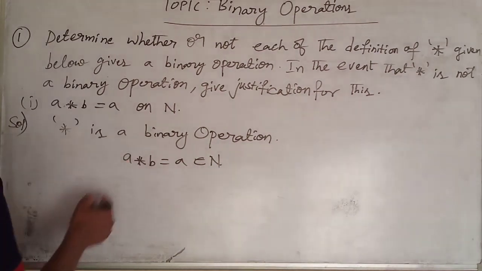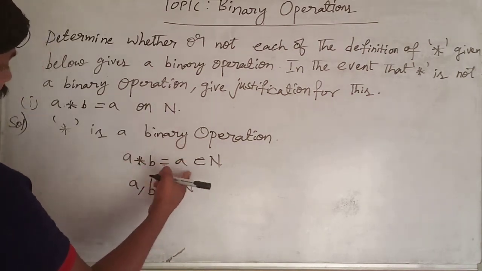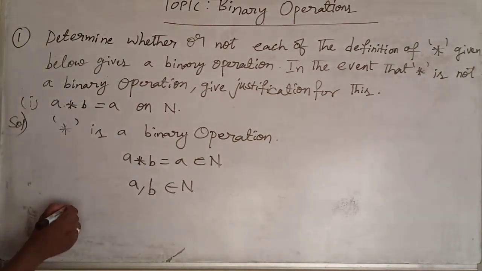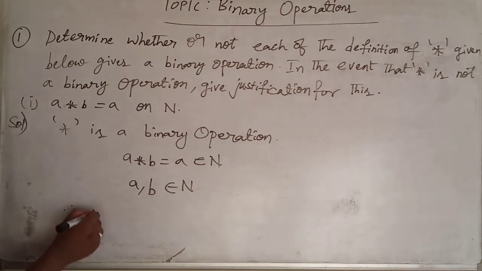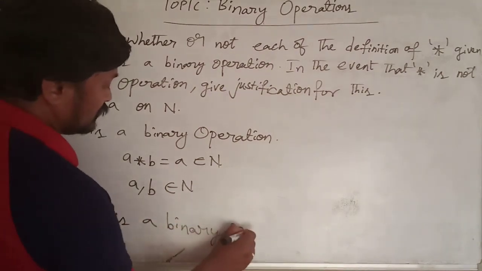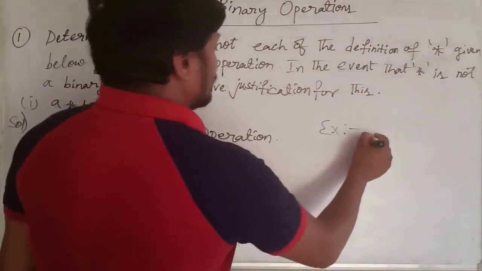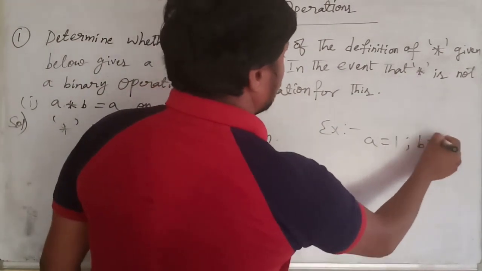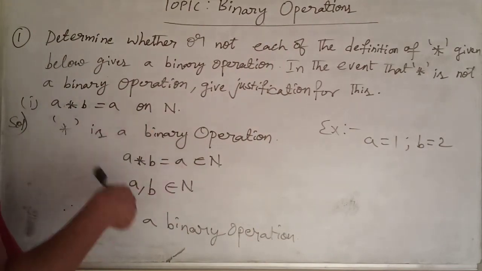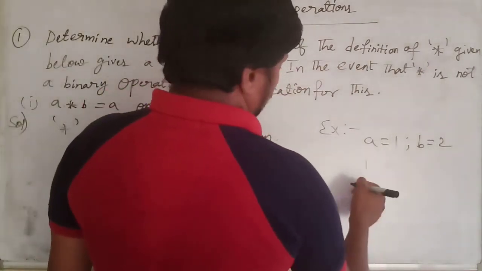The reason is that a and b both belong to the natural numbers, and whatever result you get, that a is also a natural number. So directly we can say, therefore, star is a binary operation. For your understanding, I will take one example. Let's take a equal to 1, a natural number, and b equal to 2, one more natural number. When I do this operation, I need to get a natural number again.